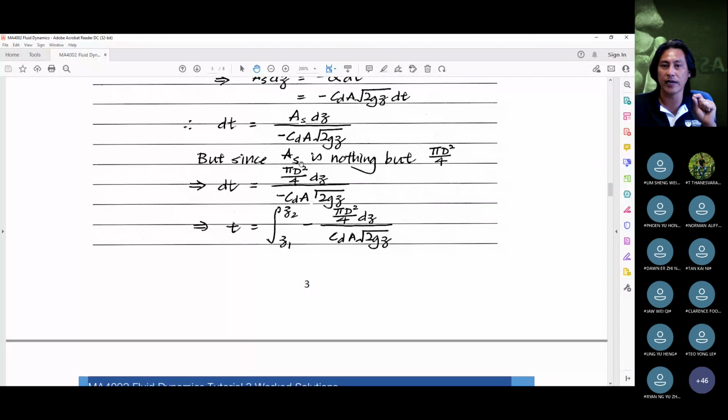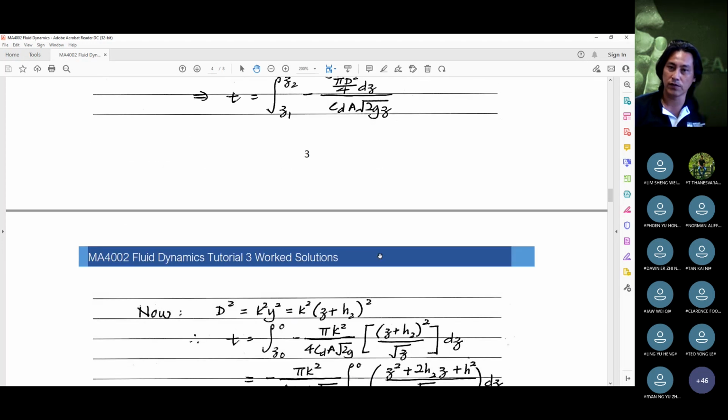Now if we redefine A_s as pi d squared divided by 4, why pi d squared divided by 4? Because it's a circular funnel, so the cross-sectional area of the free surface must be a circle. That's why pi d squared over 4. So if we plug this into here, this is what we get. Shuffle the terms around, just like what we did previously, and take the constants out.